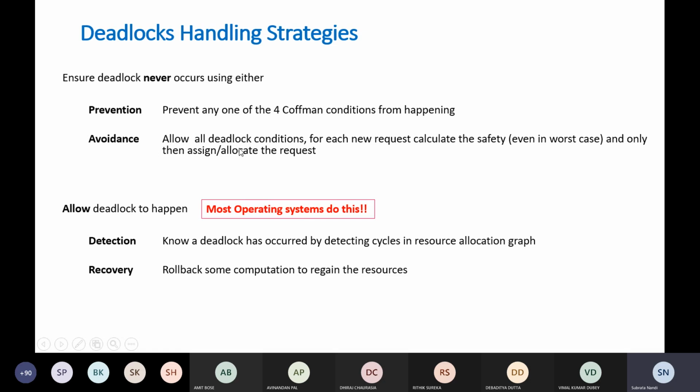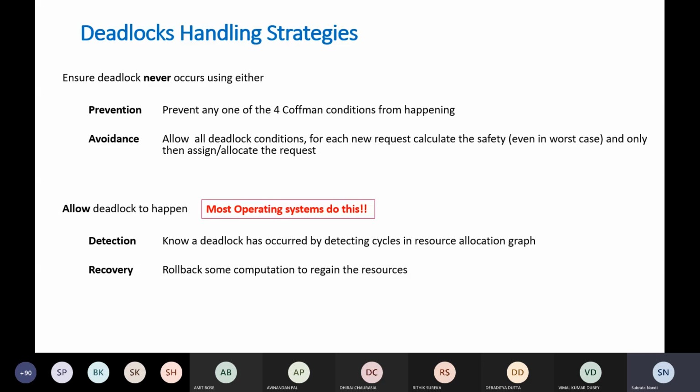And in case of avoidance, the strategy is we try to make sure every time, so you make some calculations. When you go outside, you check whether somebody is approaching towards you. If they are approaching, you move away. So every time you are calculating whether you are at a safe distance or not. So here also the same thing happens.